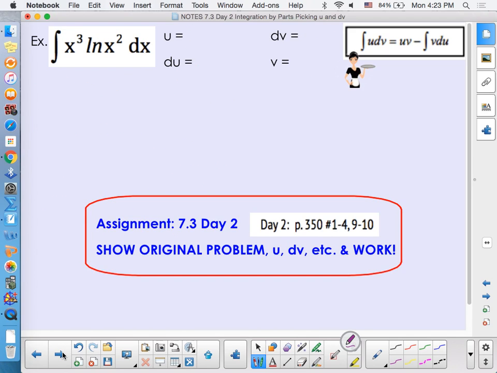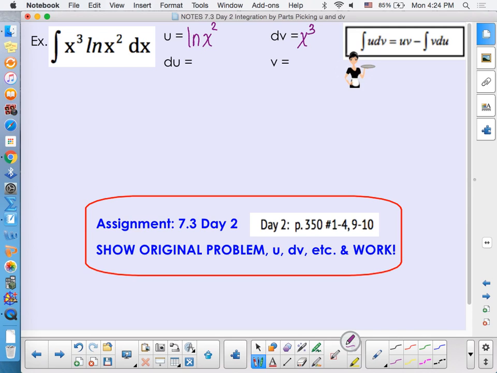Try this LIATE idea because you're going to be picking your own u's and dv's. So as I look through here, I see an algebraic expression, that's what that x to the third is, and I see another logarithmic one. So logarithmic always wins in LIATE, logarithmic, followed by, and then you want to sort of go down the list, the inverse trigs, the algebraic, the trig, and the exponential. So in this case, log wins the day there, and you could simplify that to 2 natural log of x. It won't be harder one way or the other here.